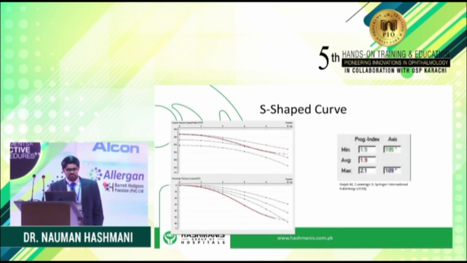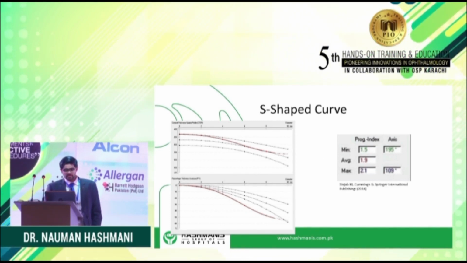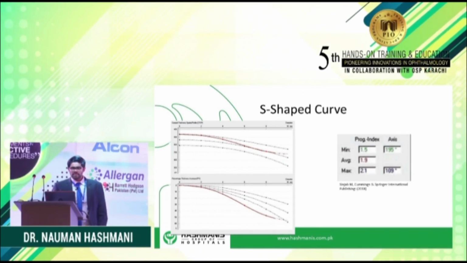Then you have the S-shaped curve. Now the S-shaped curve is something that dips below and then comes back to its normal shape. So if you can see here, look, it dips below and then comes back to its normal shape. Now here, usually the average is above 1.2, but a lot of the time an S-shaped curve will not show you a high average because it's coming back to the normal. So the S-shaped curve should automatically lead you to believe it's an ectatic cornea. It's a very sensitive indicator.